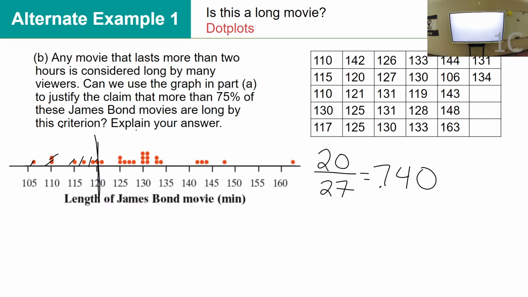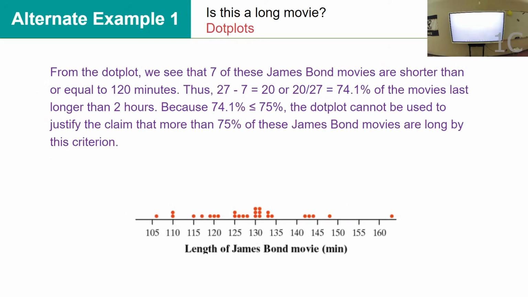Okay? This is where we're going to get to write whatever you feel like you need to write in order to get the points. But don't write so much that you end up writing something wrong. If you write all this, I'm going to be unhappy, but you're going to get all the points. From the dot plot, we see that 7 of the, they actually did it the way we did it, are shorter than, thus 20 or greater than, which is 74.1%. Because 74.1% is less than 75%, the dot plot cannot be used to justify the claim. It can be used, it just can't justify the claim. More than 75% lasts longer than 2 hours.